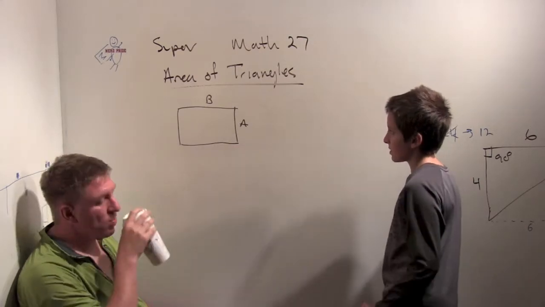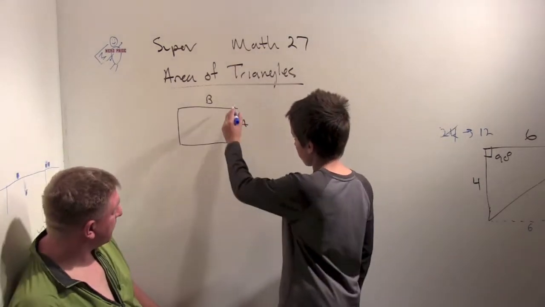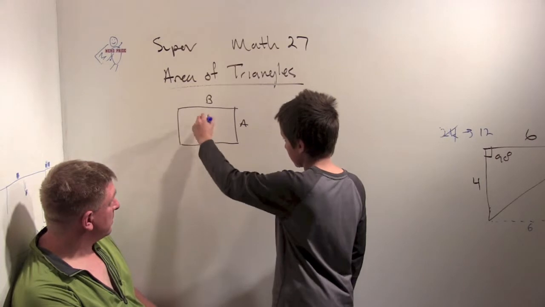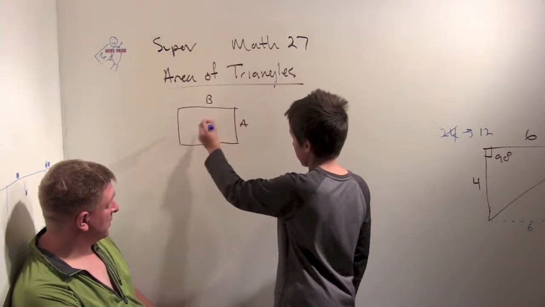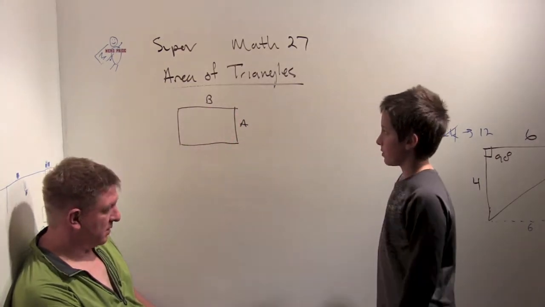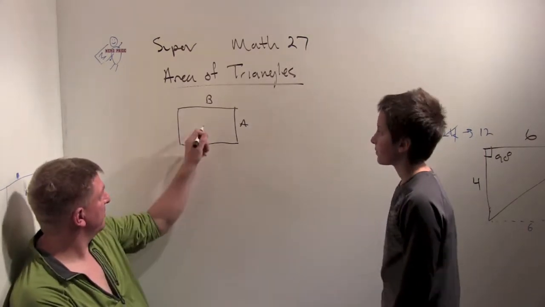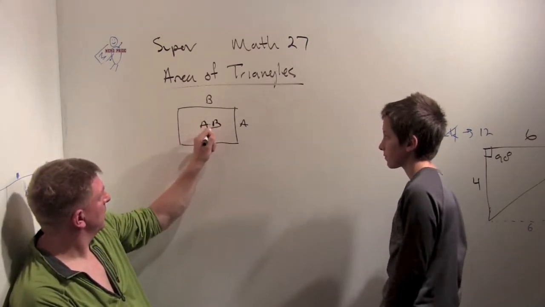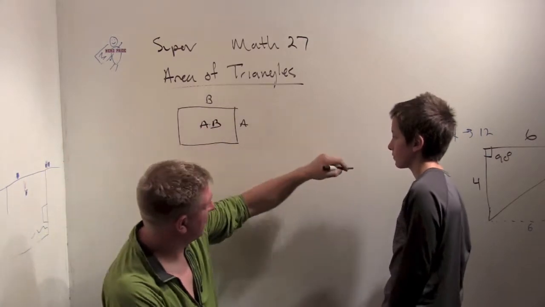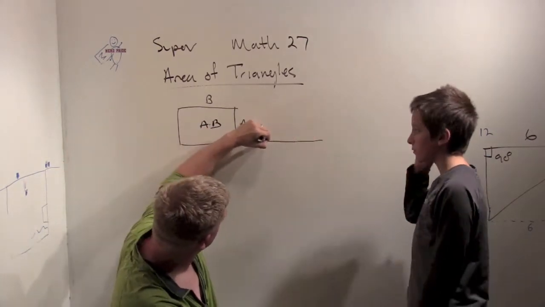And how come that works? Well, because if you draw a grid, this side is B squares long and this side is A squares. So we have A rows of B, or B rows of A. So we get A times B is the area.